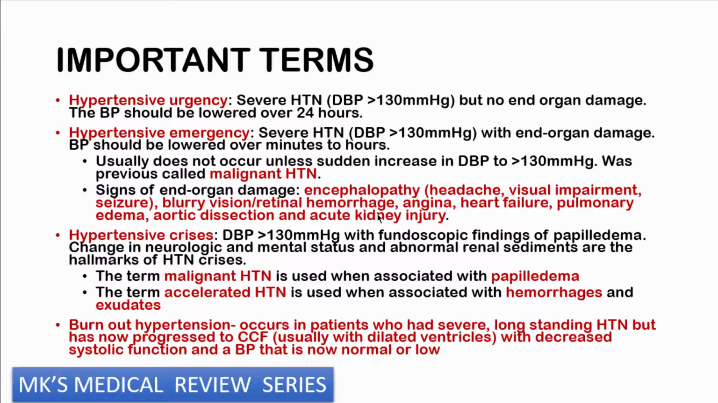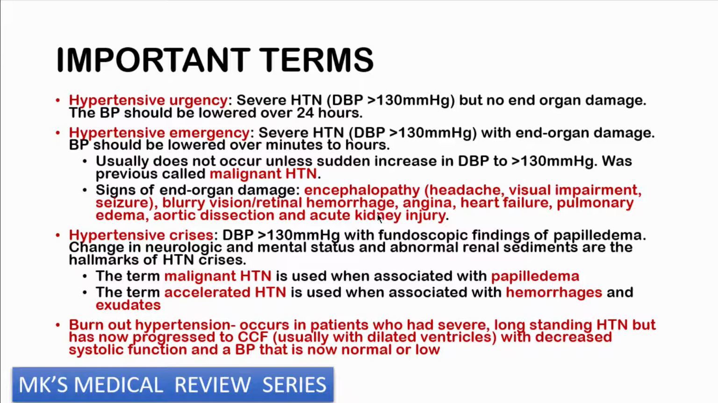Within hours or minutes to about hours, we should lower the BP. Usually it doesn't occur unless you have a sudden increase in the diastolic blood pressure greater than 130. It was previously referred to as malignant hypertension, but now the term malignant hypertension is only used when you have these hypertensive crises that are associated with papilloedema, which is a characteristic change that you see in the eye, in the fundus of the eye.